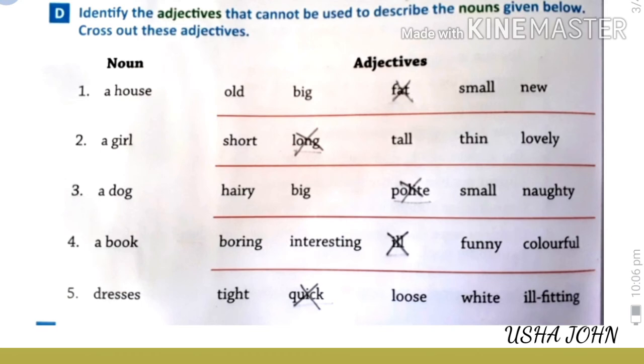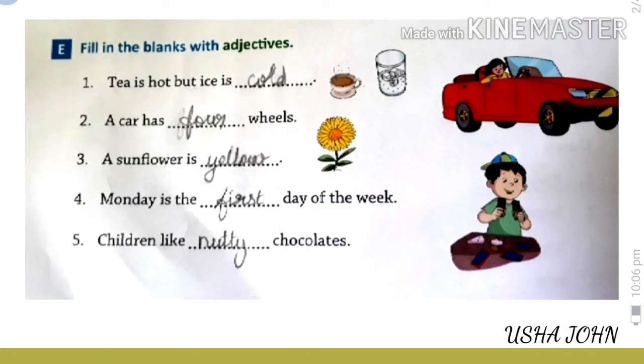Next one, dresses. The adjectives are tight, quick, loose, white, ill-fitting. Tight dresses, loose dresses, white dresses, ill-fitting dresses. All the adjectives are suitable for the noun dresses. Only quick is not suitable for the noun dresses. Is that clear?